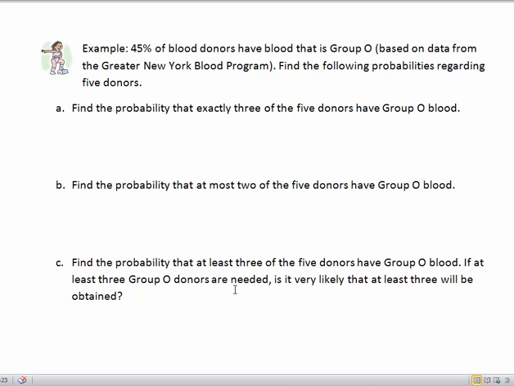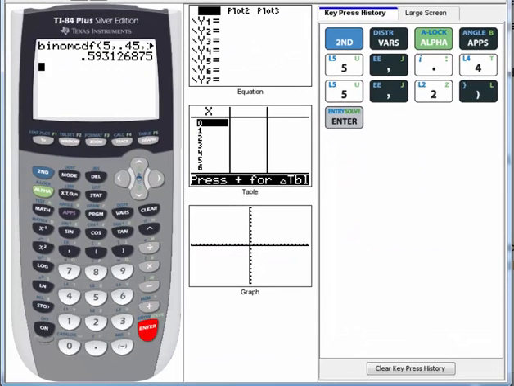Okay, and then the last example, it says find the probability that at least 3 of the 5 donors have group O blood. Okay, and so to do that on the calculator, we can still use binomcdf. If we're talking about at least 3, that would be 3, 4, or 5. And so that means we don't want included in that 0, 1, and 2. So what I would do is say 1 minus, and I would use my binomcdf just like we did in the previous part.